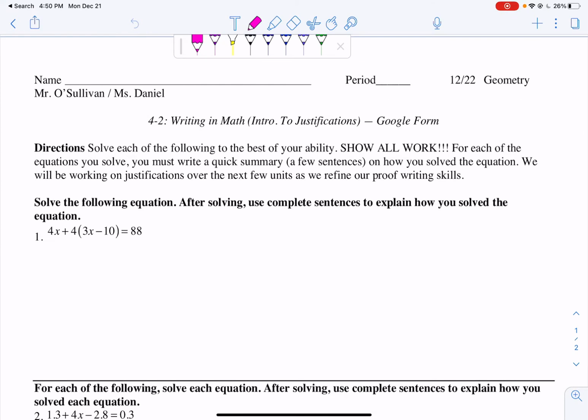We're only doing one example together. The rest of your Zoom, this is supposed to be a Zoom lesson. But if you don't show up, you're watching it on YouTube.